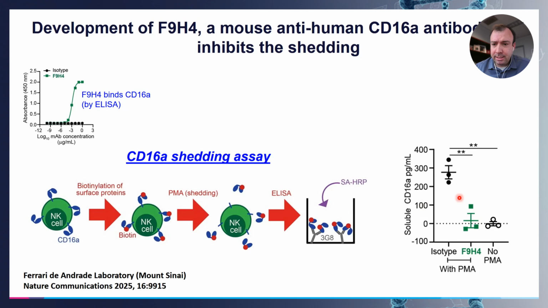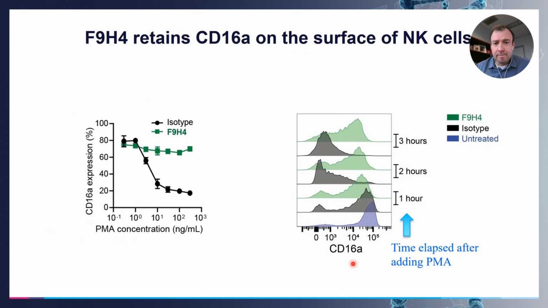And you can appreciate here in this figure how NK cells shed about 300 picograms per ml of CD16A after they have been activated by PMA, but our antibody was able to completely prevent that. And the consequence is, if NK cells no longer shed CD16A when they are treated with F9H4, they keep the receptor on the cell surface, which is exactly what you see here.